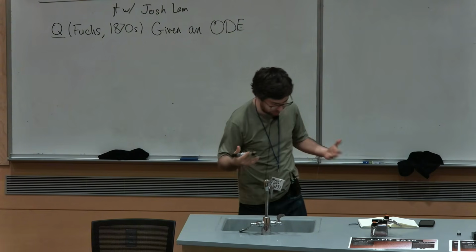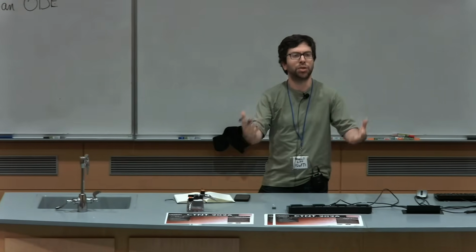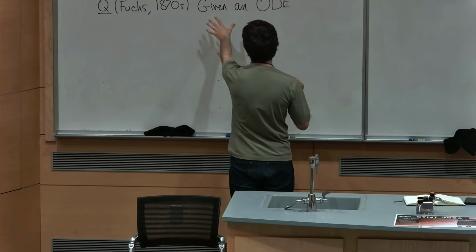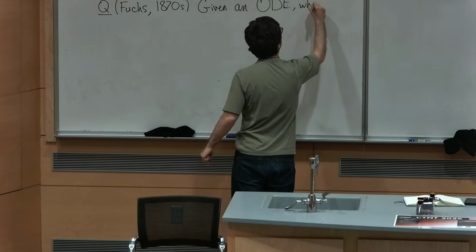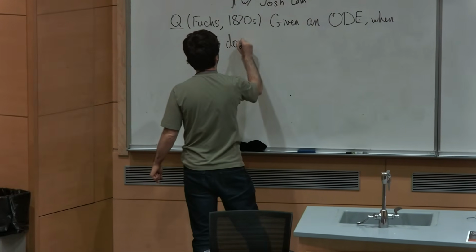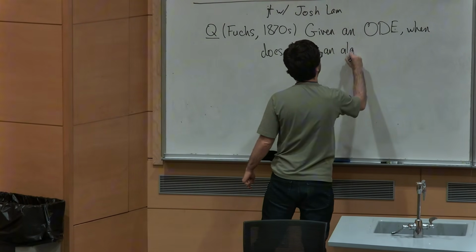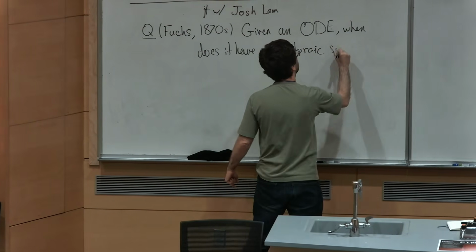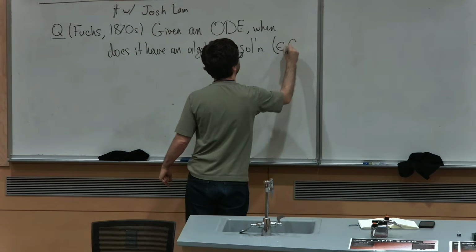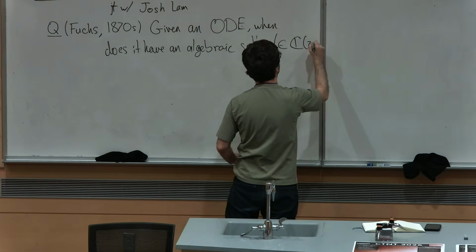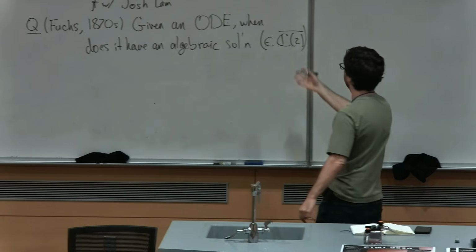So this is the kind of question we like to ask in mathematics. A lot of the times, maybe you can abstractly prove the existence of a solution or uniqueness. But you still might want to actually write one down. And the way Fuchs characterized explicitly was the following. He said, given an ODE, when does it have an algebraic solution? So what does algebraic mean? It just means in the algebraic closure of the field of rational functions. So in other words, it satisfies a polynomial with polynomial coefficients.